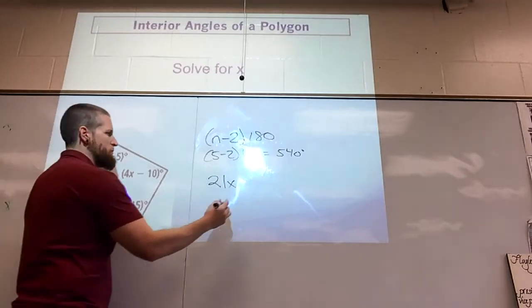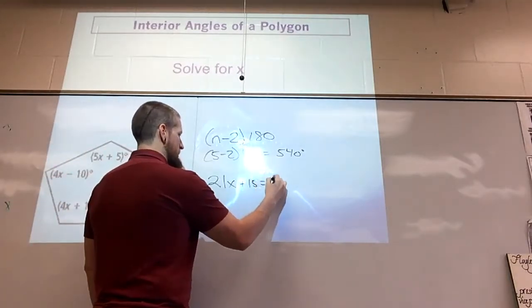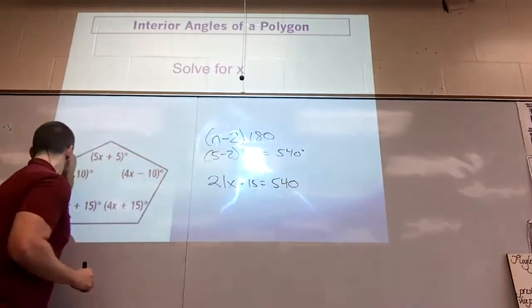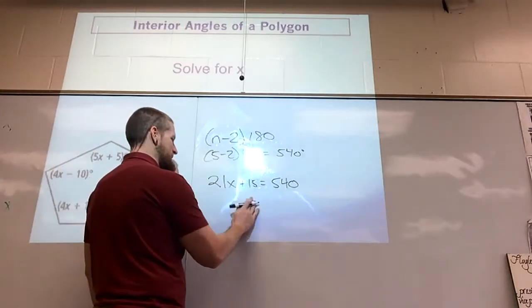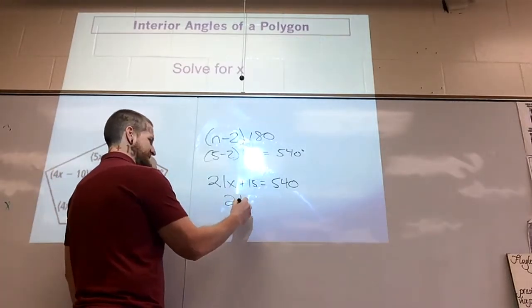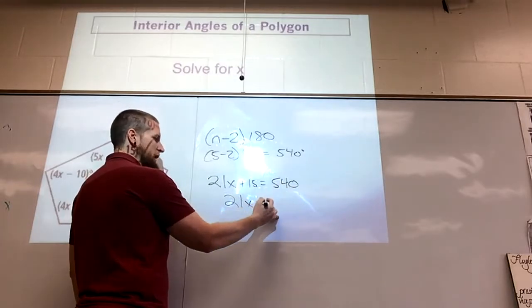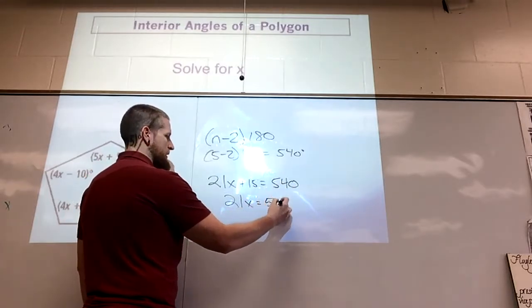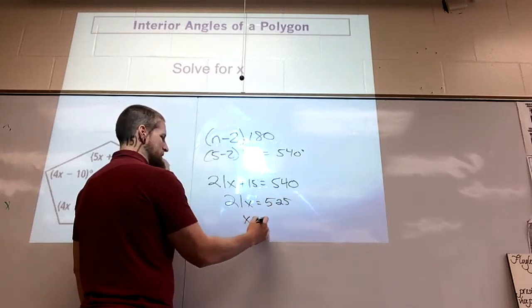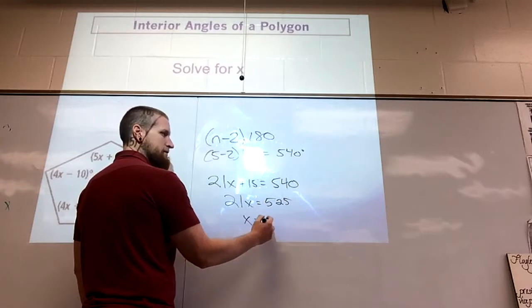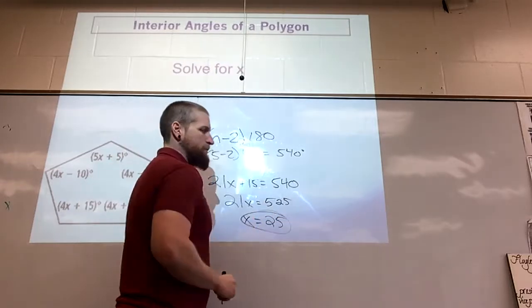15. Hey, 540 minus 15 is what? 525. And divided by 21 is? 25.